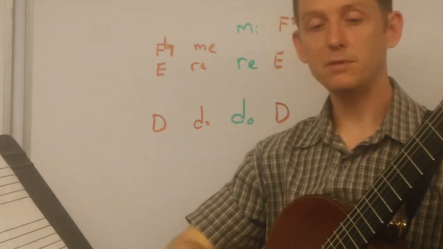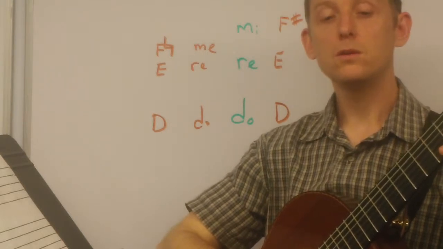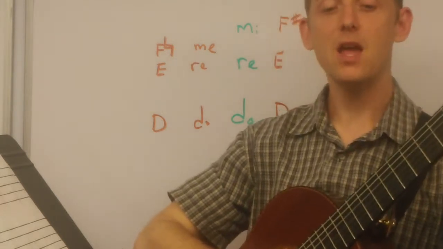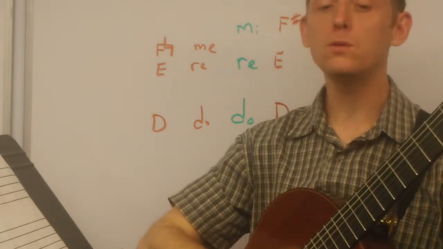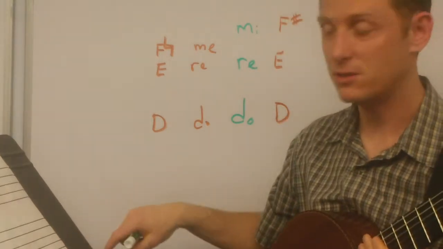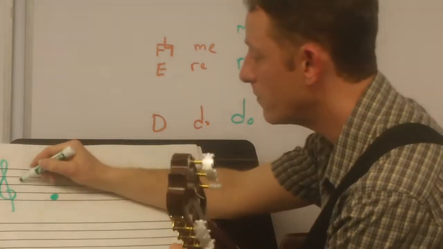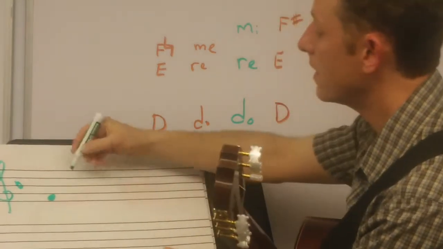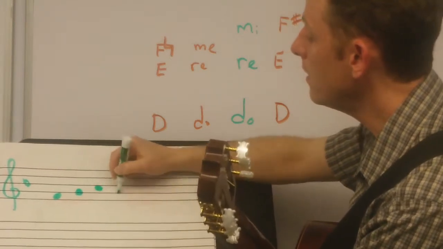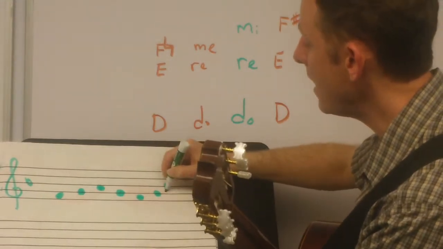Here's our next example, starting on do. Listen again. And here's your answer. We're in F major, so we have one flat, and the answer goes do, re, mi, re, do, re, may.